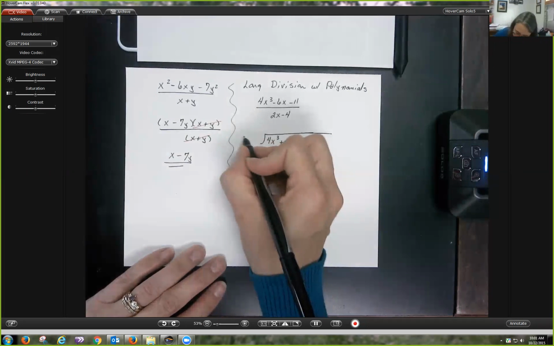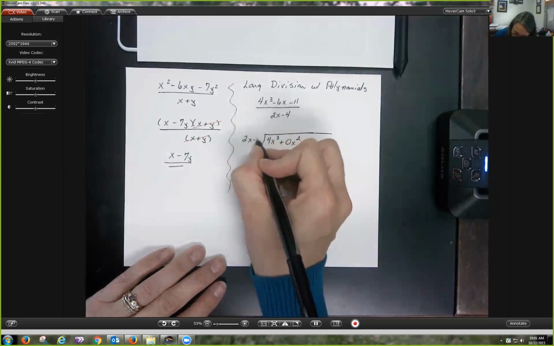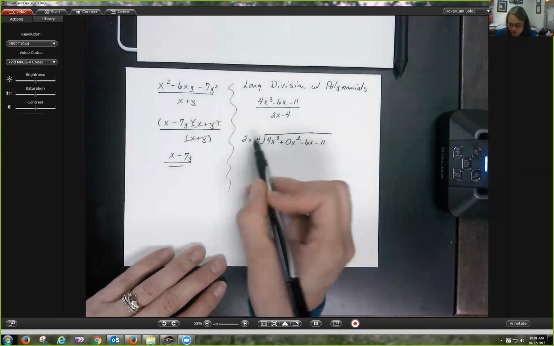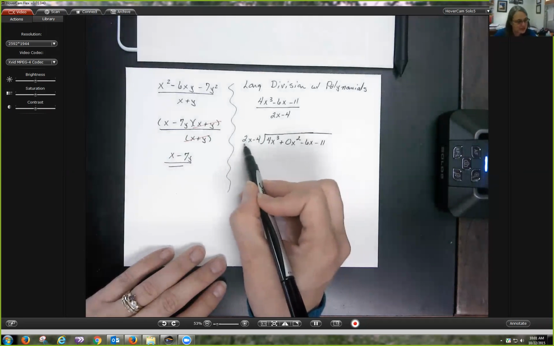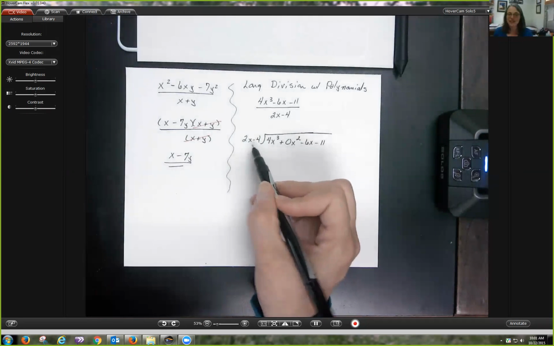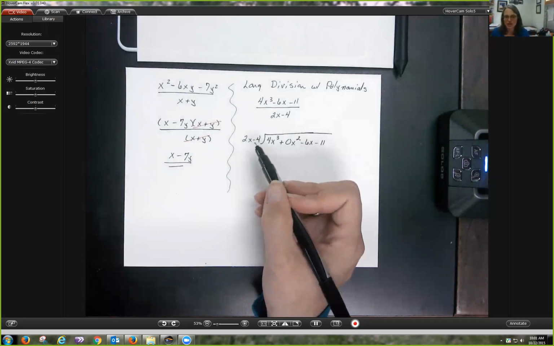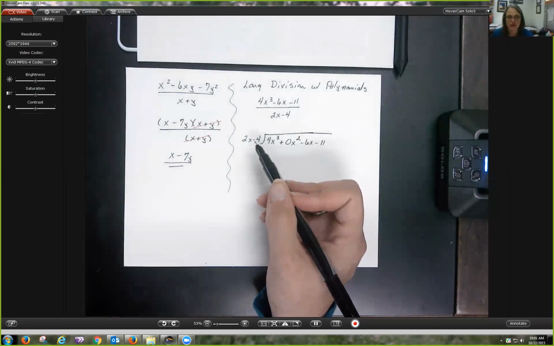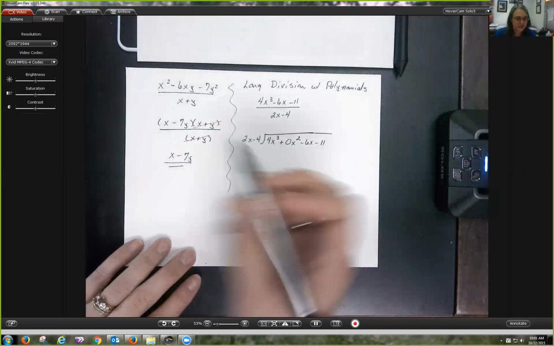The same thing goes for our denominator. So our denominator goes out front. In this case, it's just 2x minus 4. If it had been something like x squared plus 3, you would need to put in the x squared plus 0x plus 3. You run those all the same way. Okay, now here's what we're going to do.